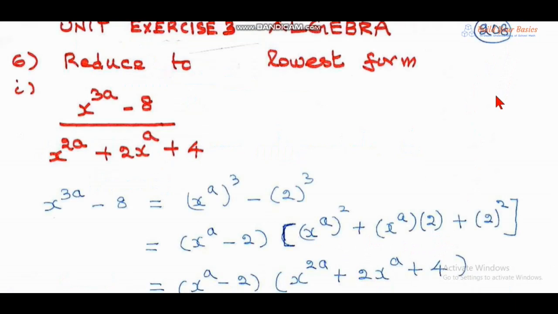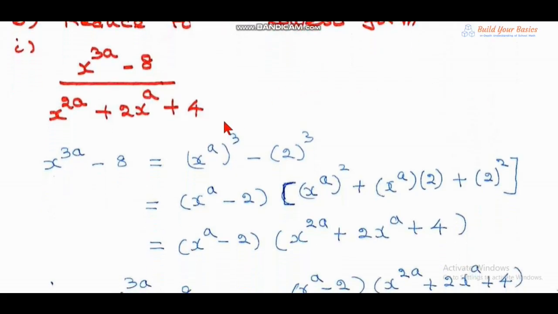Unit exercise 3. Question number 6. First subdivision. Reduce to lowest form. x to the power of 3a minus 8 whole divided by x to the power of 2a plus 2x to the power of a plus 4. Now let us take the numerator and try to factorize it.